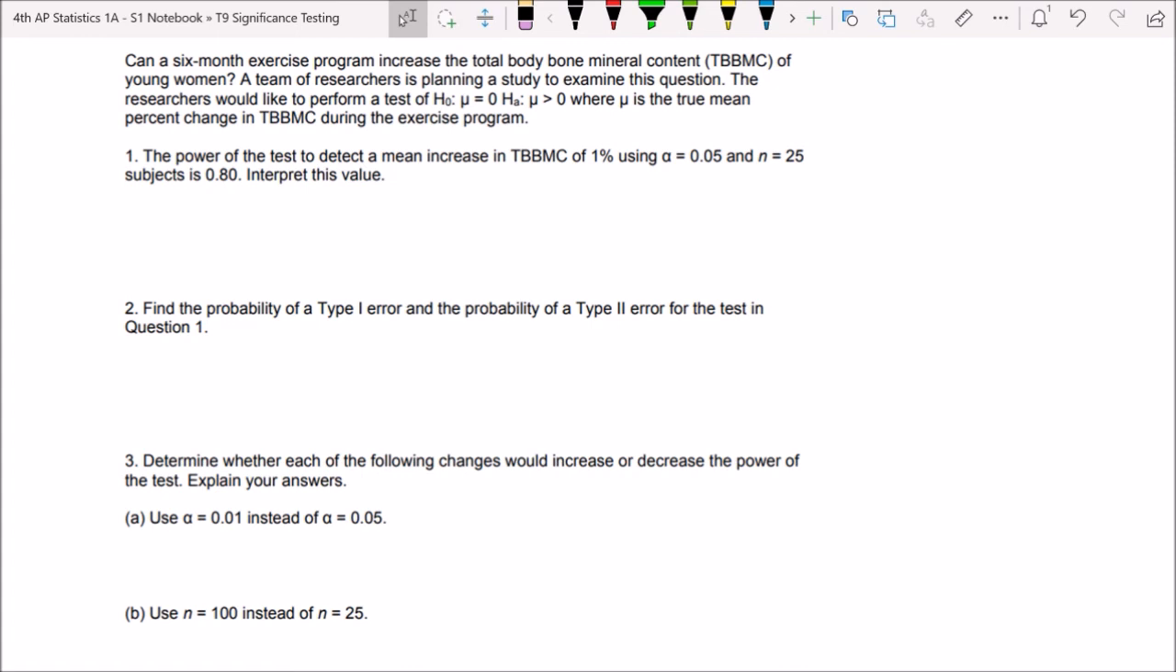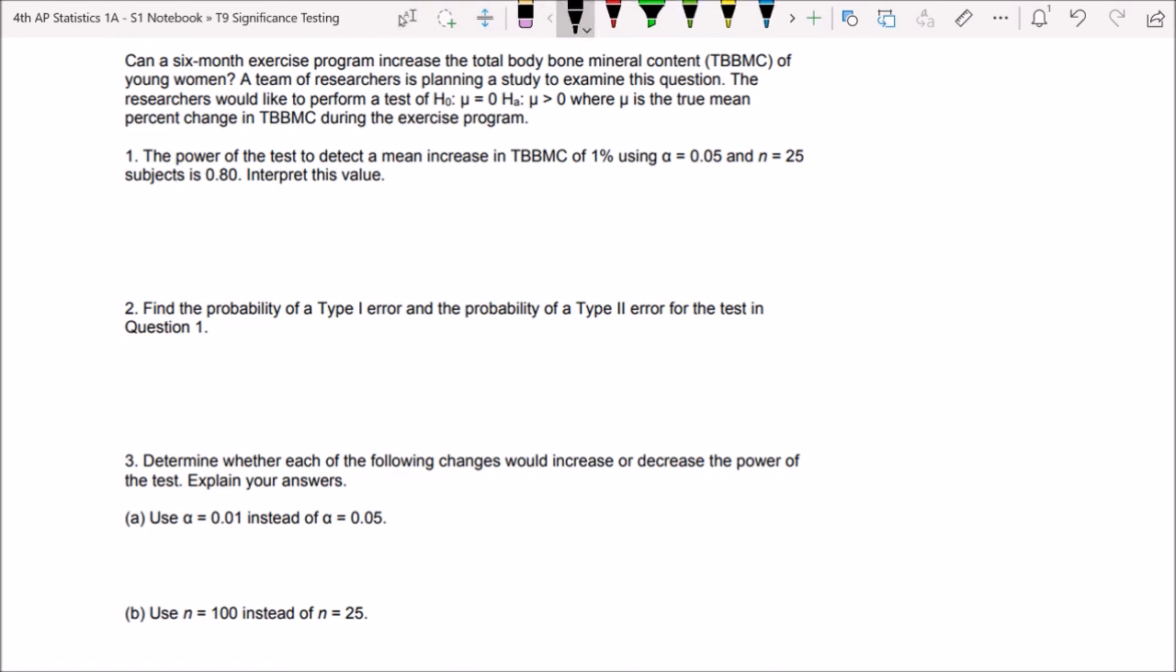So basically it's like a matched pairs here, guys. They're going to compare a person's TBBMC before and after a 6-month exercise program. And we have 3 questions to answer here. The power of the test to detect a mean increase in TBBMC of 1% using alpha equals 0.05 and n equals 25 is 0.80. Interpret this value. So this would be a good one to try on your own.